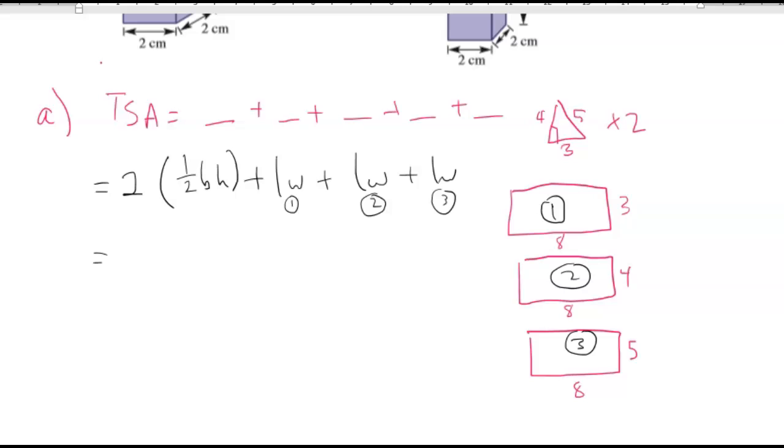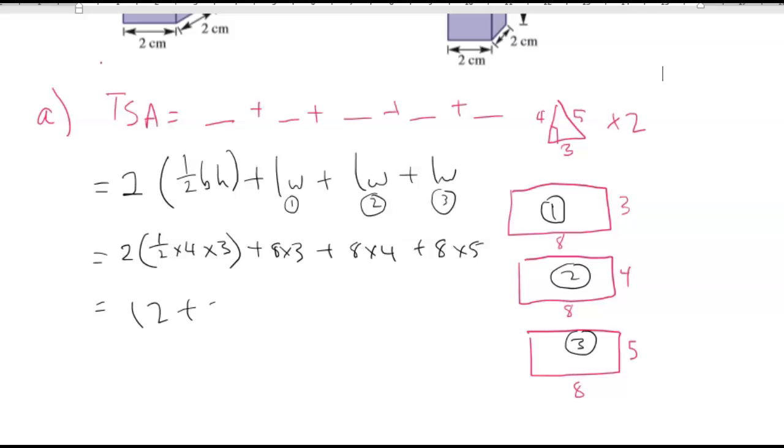All right, so let's plug things in. So our triangle, the base is 3 and the height is 4. Now you may have skipped this step, that's fine. Just showing you the formulas. Your first rectangle is going to be 8 times 3. The second is 8 times 4. And the last is 8 times 5. And then we just add everything together. All right, so a half times 4 times 3. So 4 times 3 is 12. And then multiply that by a half is going to be 6. So we've got 2 times 6 is 12.